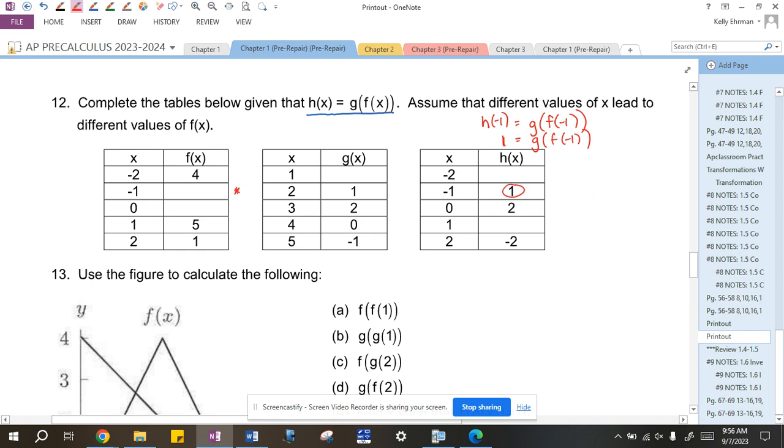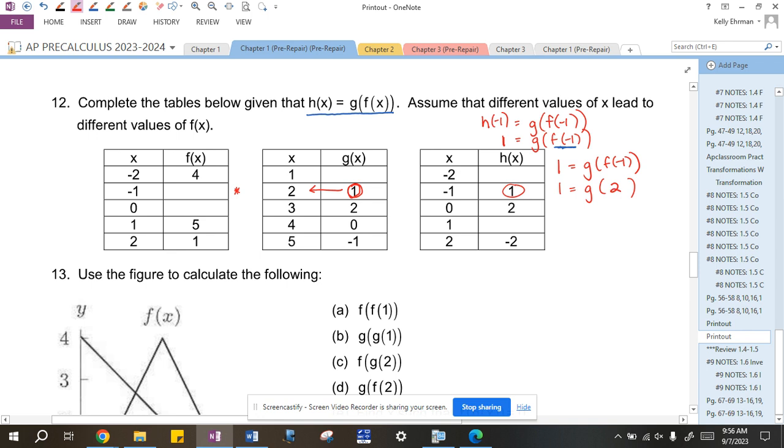Okay, here's where things get kind of tricky. F of negative 1 is an input, right? So let me move my work down here. 1 equals g of f of negative 1. Whatever answer you get from f of negative 1, whatever that input is, it's got to make sure that g equals 1. So let's go look at g's table. G is equal to 1 when the input is 2.